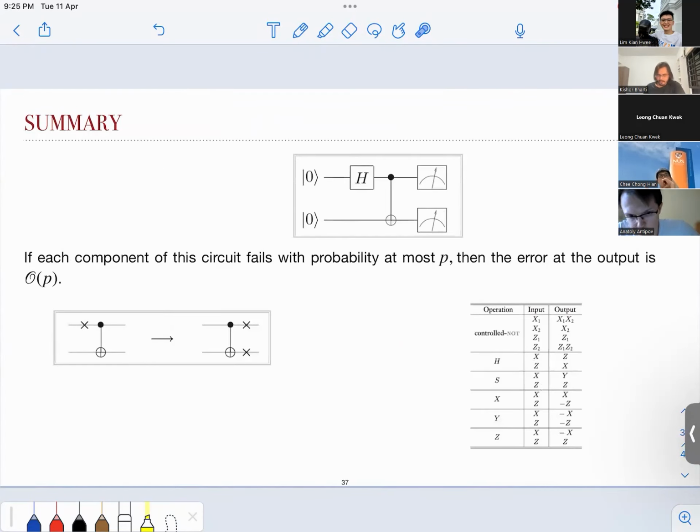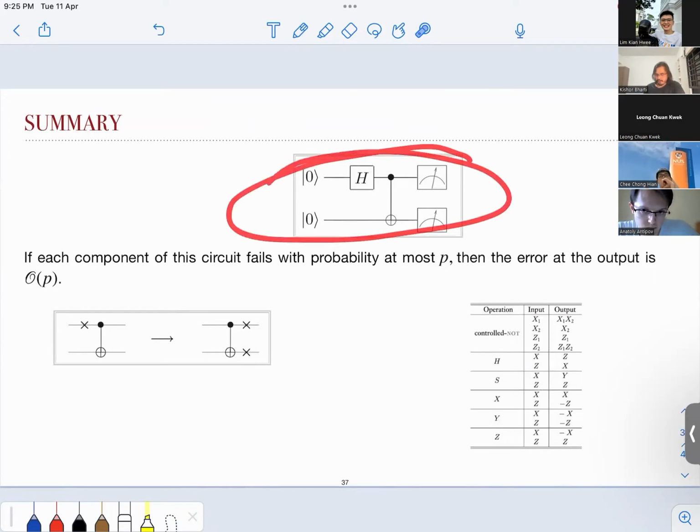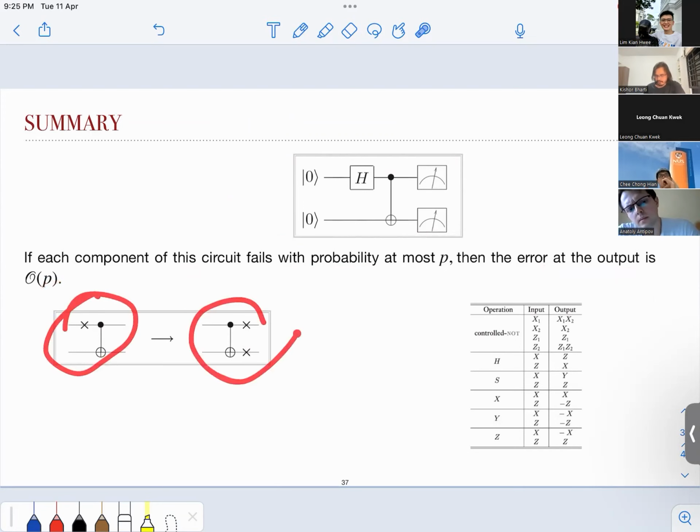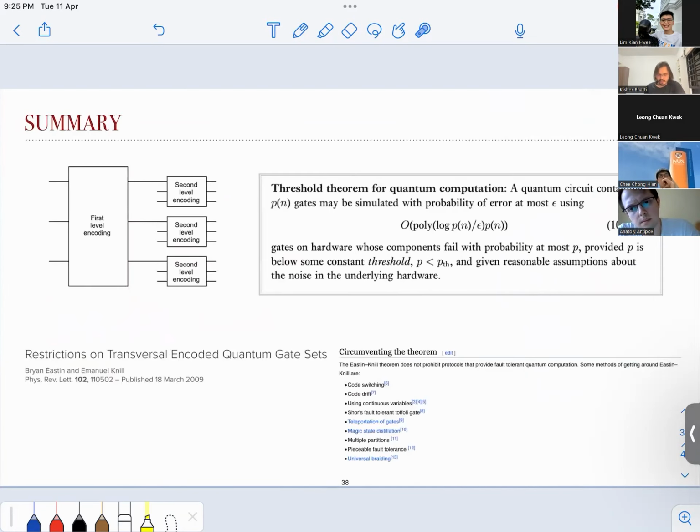And then we talked about, let's suppose you want to implement this circuit, and every component fails with probability P, then the error at the output is order P. And how errors propagate, that we also discussed. Then we discussed concatenation, where you go from level 1, level 2, level 3, level 4, and your noise basically goes down like this, yeah. And you want to decrease the amount of noise in the process.